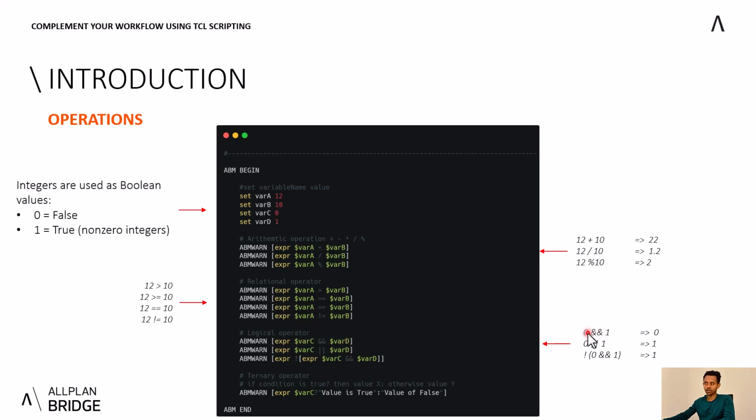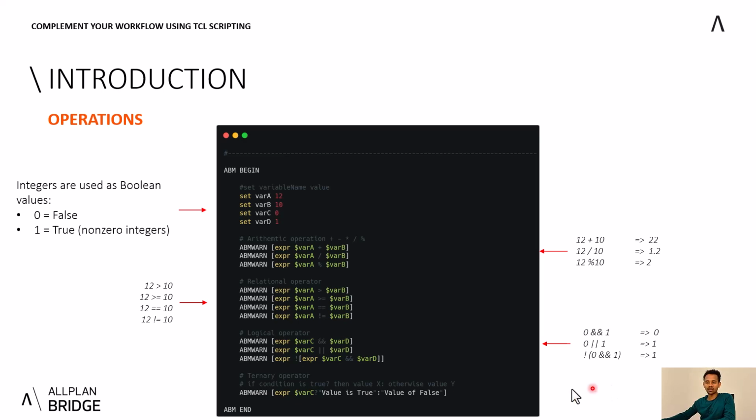In this case, if we come to the logic operator and say 0 and 1, meaning 0 is false and 1 is true, then false and true is going to result in false, 0. If we say false or true, we have a result of true. And if we say the not operator, not of 0 means 1. So not false means true.